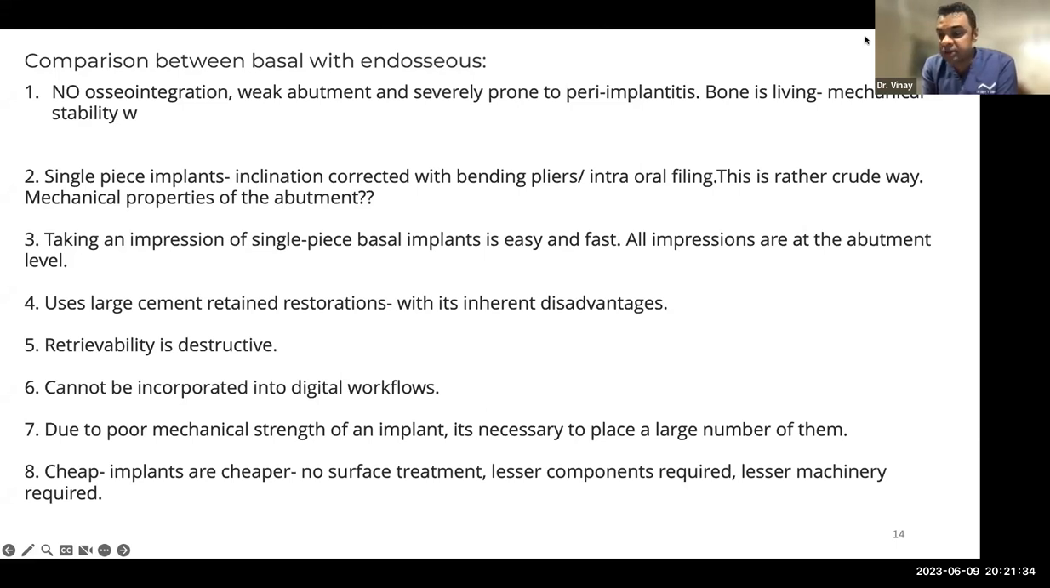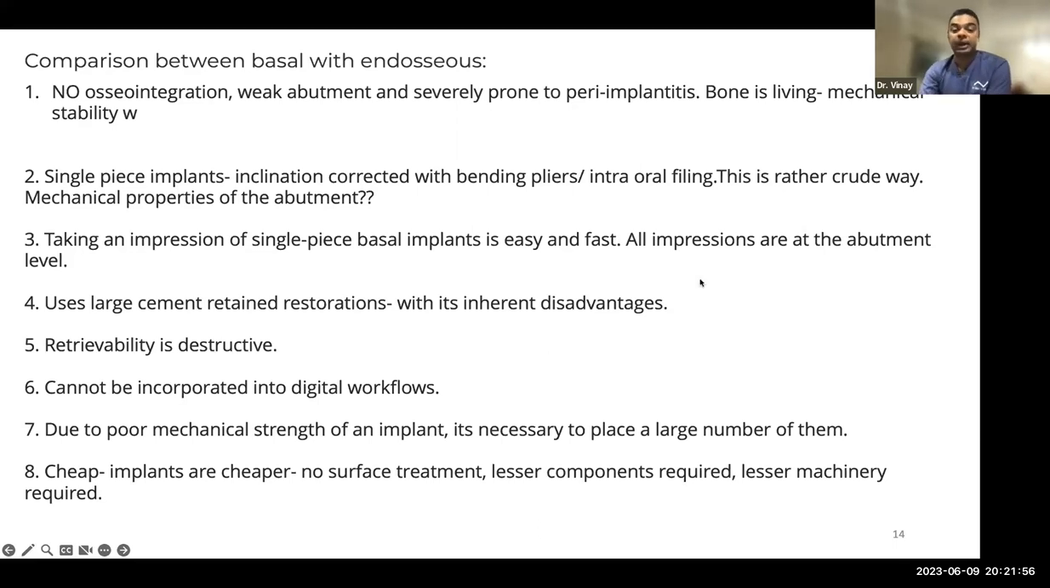There are lesser components, so lesser inventory, lesser machinery, because I think at one point of time, someone who does basal implants even told me that you don't even need a physio dispenser. You can use it with a micromotor. I'm not too sure whether that is true, but this is one of the proponents who had said that. So there's lesser machinery. So of course, the attractiveness lies in that you just need a small setup, without much inventory.